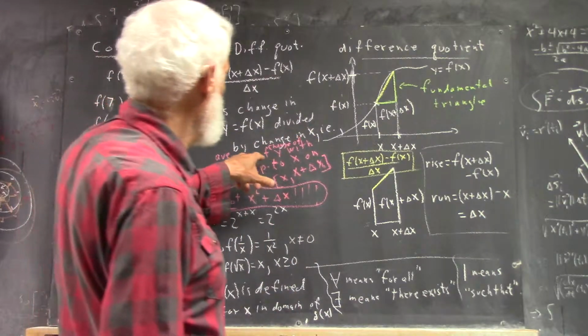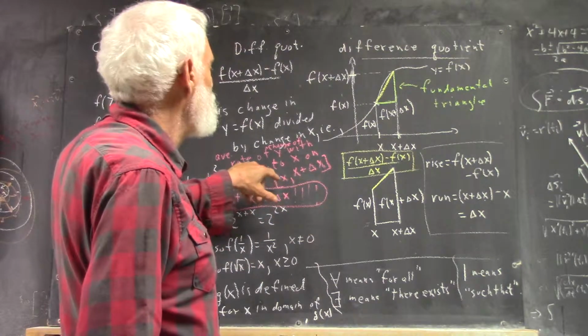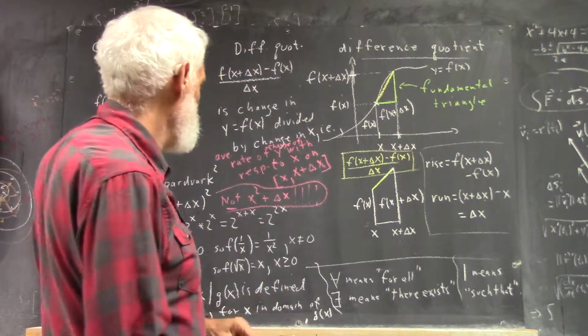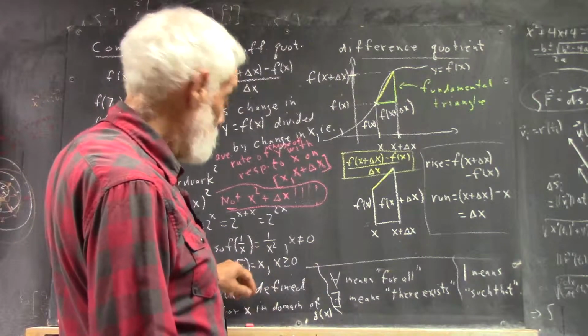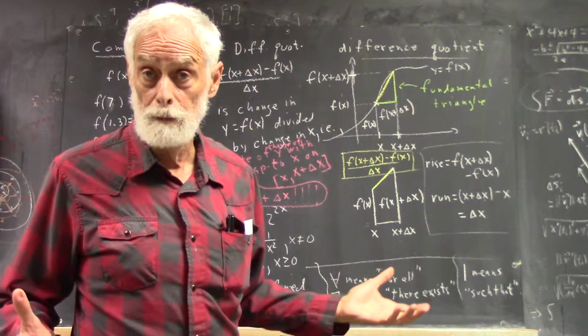Now you can't really read it. Average rate of change of y with respect to x on the interval x, x plus delta x. Okay, that's the meaning of the difference quotient, and average rates of change are really important, right?